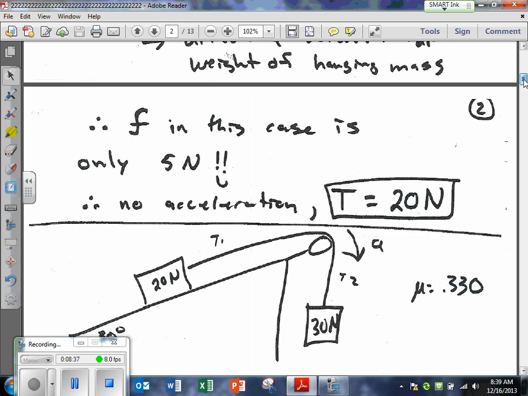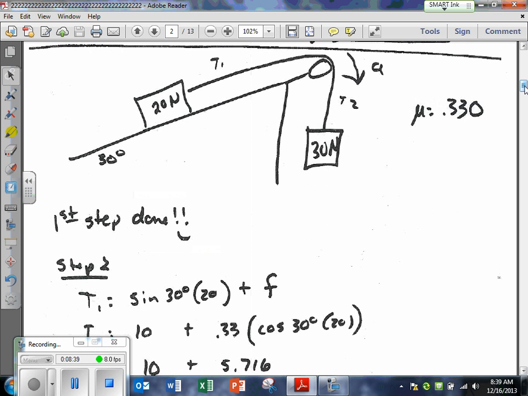Okay, so let's try one where hopefully this thing moves. Just by looking at this, can we see which way the acceleration is going to be? Well, I penciled it in for you right here. The reason is that sine 30 times 20 is 10 newtons. Do you agree? That would be the force down the ramp. And then we have the 30 Newton force here. So we know it's going to be going up the ramp.